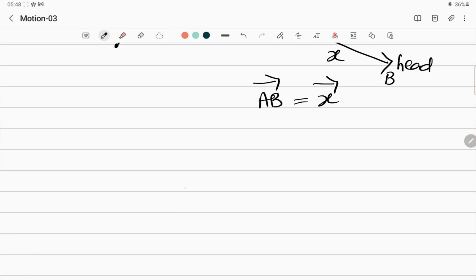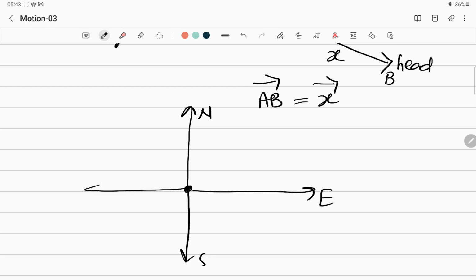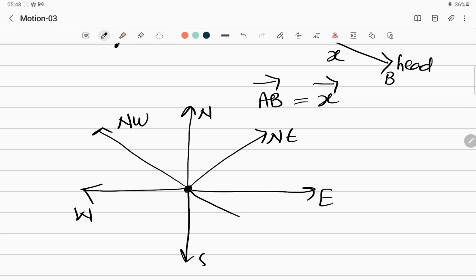Now coming to directions, definitely you must have direction knowledge. This is towards north, this is towards south, this is towards east, and this is towards west. This part is known as northeast, this part is northwest, this part is southeast, and this part is southwest. Majorly there are 8 directions: 1, 2, 3, 4, 5, 6, 7, 8.